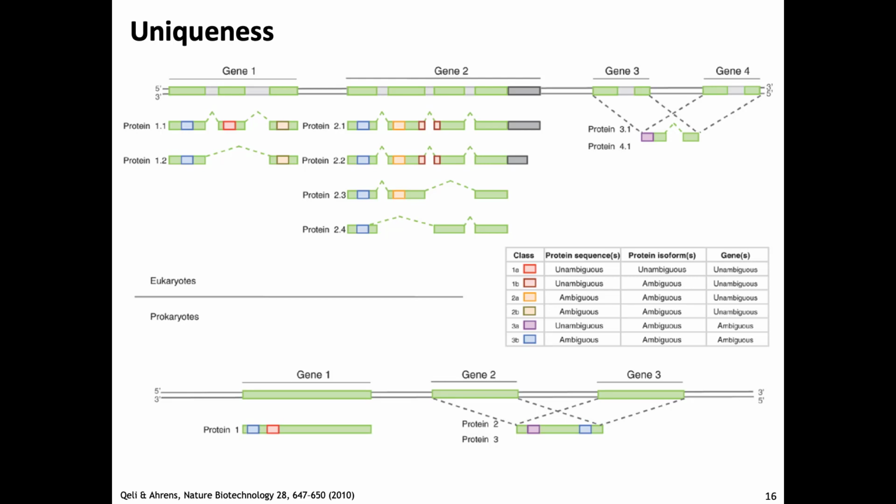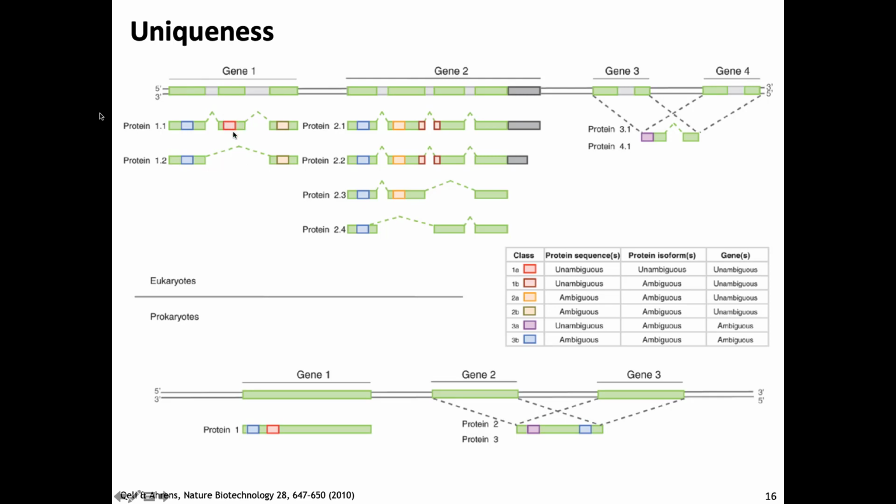There are different types of uniqueness, and this graph tries to illustrate that. So, gene structure can be pretty complex. Here we have an example with 4 genes, and highlighted in green are the exons and in gray the introns. Different splice variants arise by combining different exons in different manners. So there are going to be peptides that occur only once in the whole genome, like this red guy here.